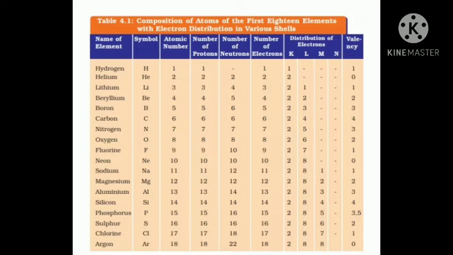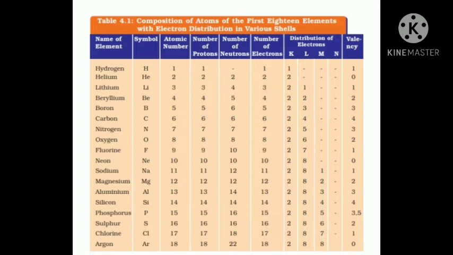Oxygen, symbol O, atomic number 8. So the number of protons and electrons are 8. 16 is the mass number of oxygen. I repeat, 16 is the mass number for oxygen. So the number of neutrons is equal to mass number minus atomic number. Mass number 16 minus atomic number 8, which is equal to 8. So the number of neutrons is 8.